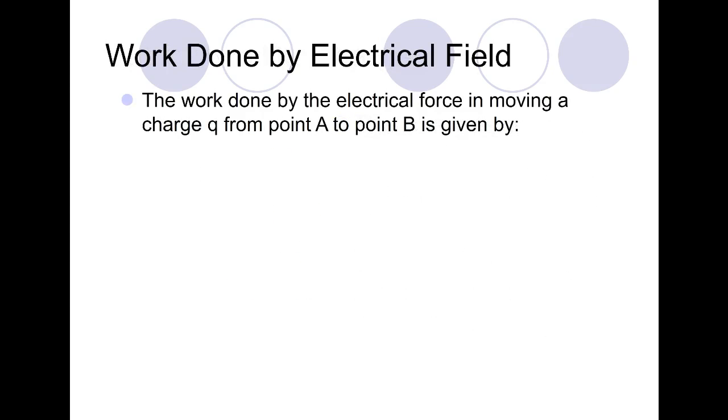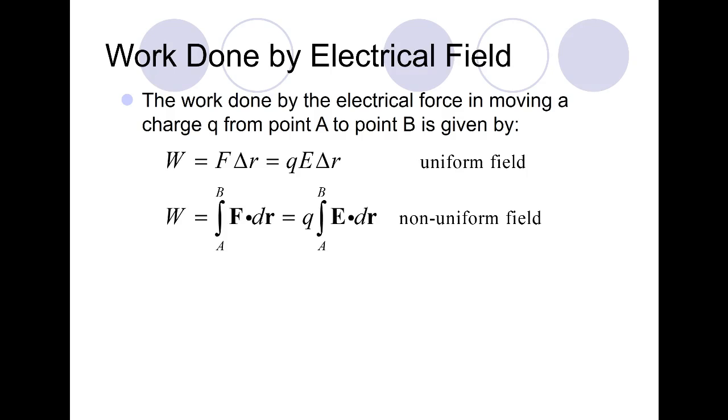Now, to turn this into math terms, we can calculate the work done by the electrical force moving a charge Q from point A to point B. And the expression for the work done by the electric field can be written two ways. If the field is constant, then you can simply write the work done as force times change in displacement. Okay? Now the force is equal to QE. The electric force is equal to charge times the field. So that means that the work done is QE delta R.